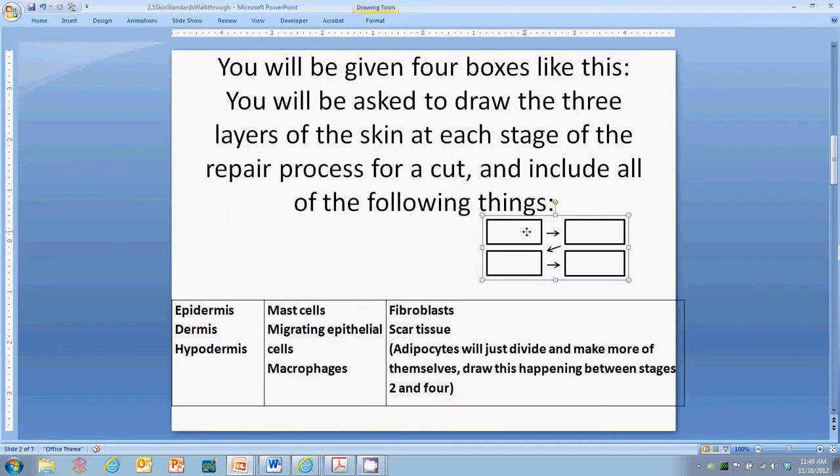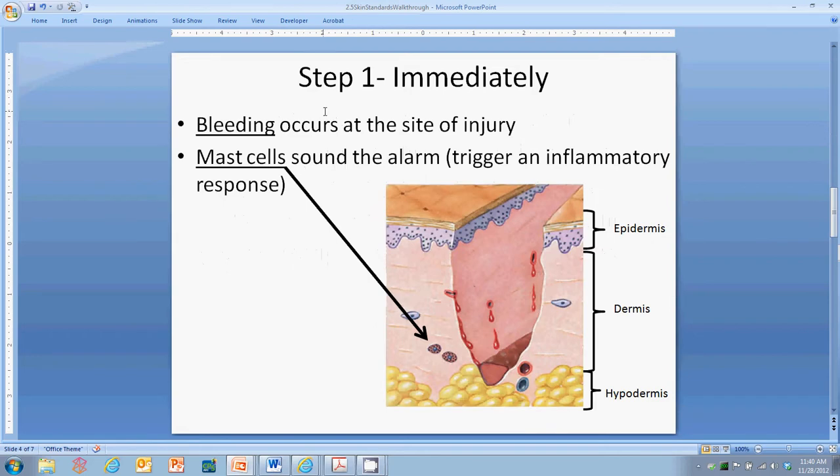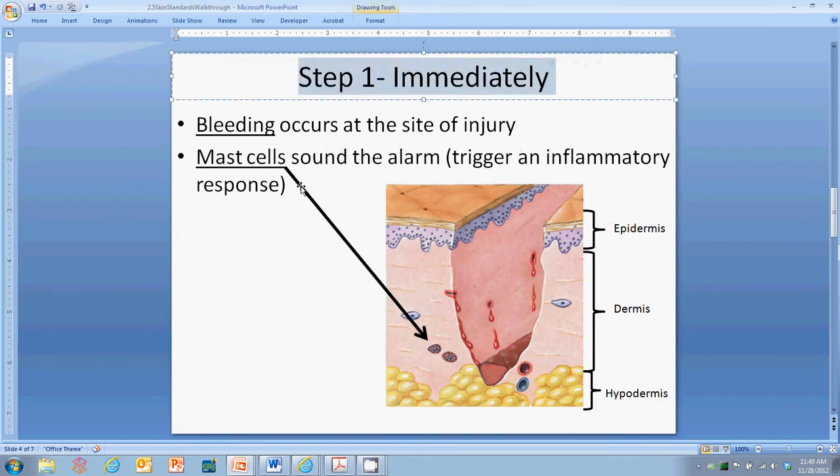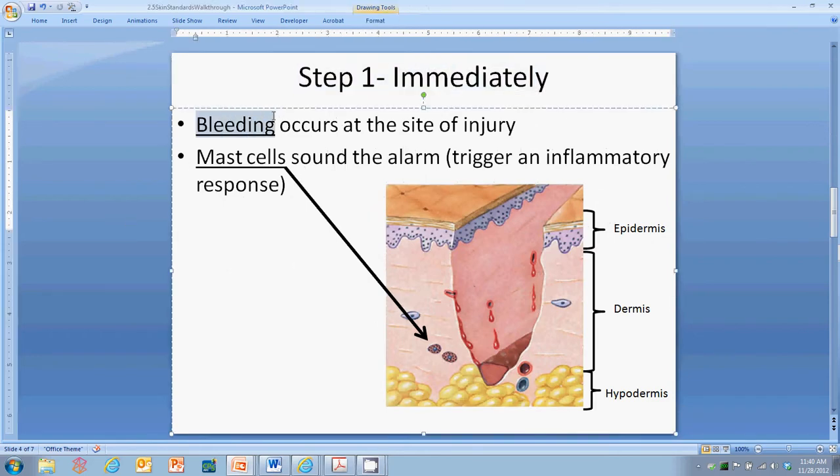The first box, you're going to draw step 1 after you immediately get cut. Bleeding occurs at the site of injury, so blood is dripping down right here. Blood is formed in the cut. Bleeding is happening.